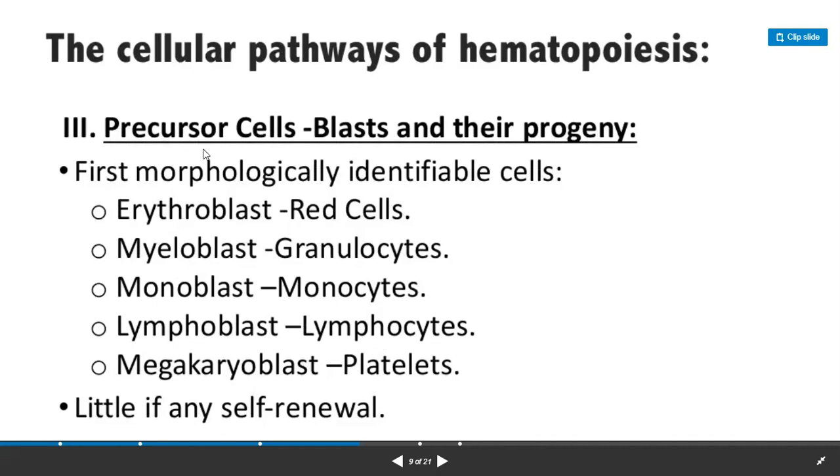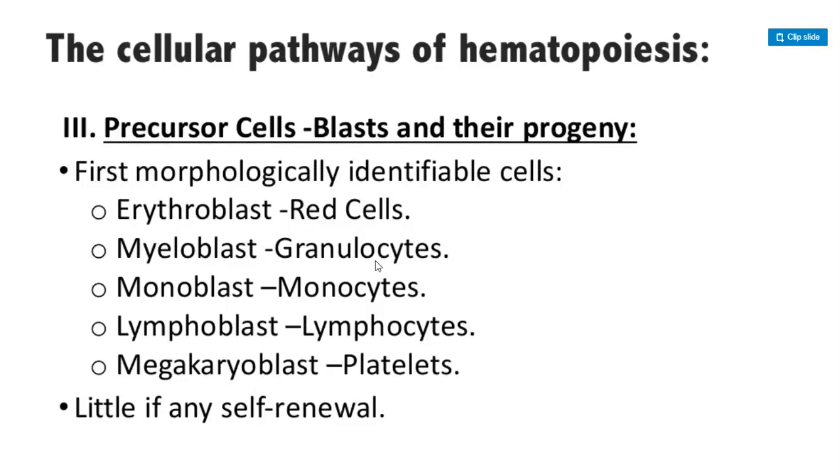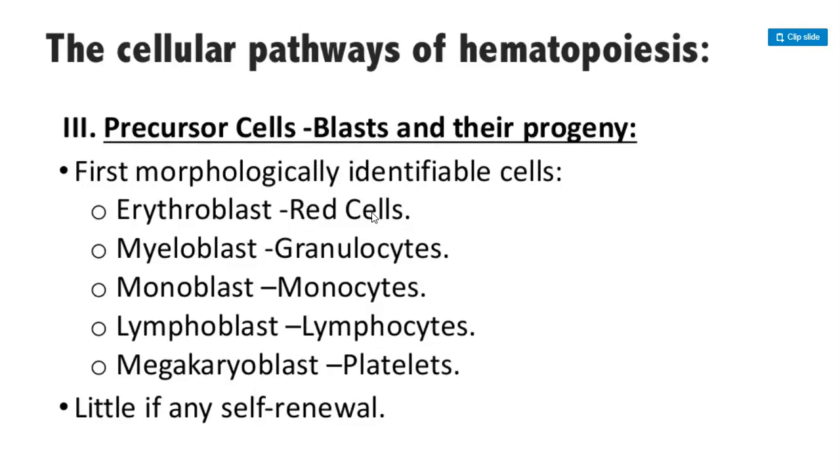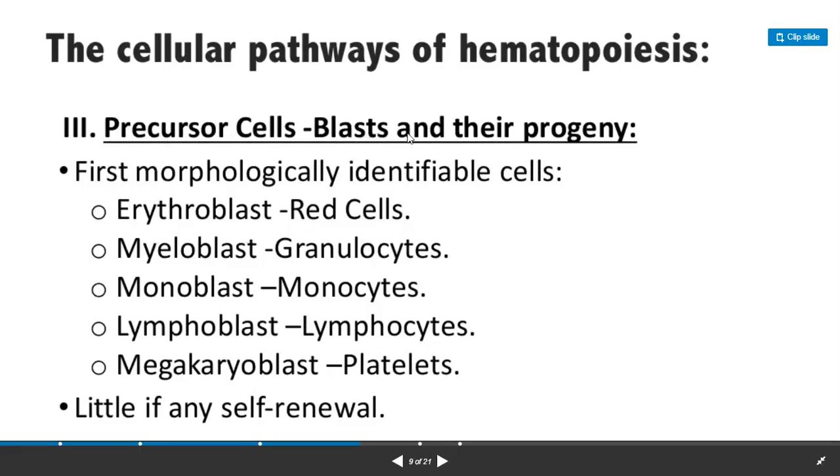So we see that the precursor cells give rise to the final cells, which are the red cells, granulocyte, monocyte, lymphocyte, and platelet. So here we have red blood cell, white blood cell, white blood cell, white blood cell, and then platelets. They have little, if any, self-renewal. So they cannot just divide and renew themselves. They have lost that ability to renew themselves. That is why they are destroyed after, for example, red blood cells after 120 days.